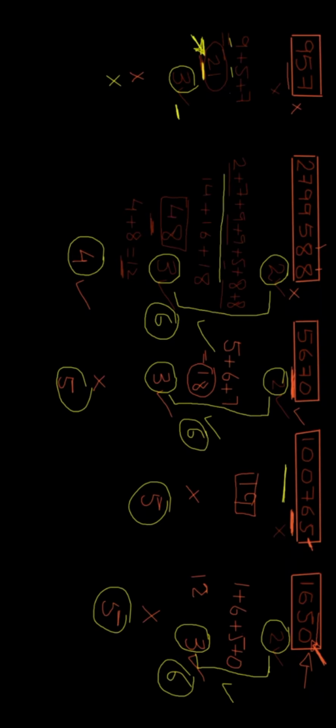The next one, we added up everything and we ended up getting a 48. Is 48 in the table of 9? Nope, haven't seen that ever. Next, 5 and 6 and 7 give me an 18. Seen that in the table of 9? Yes, 9 times 2 is 18, so yes, 9 is a factor.